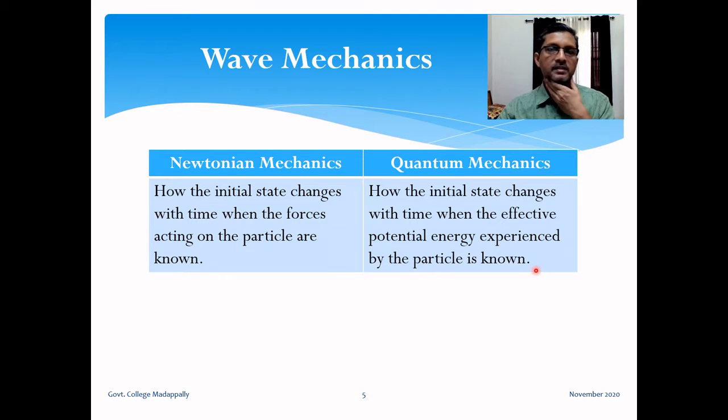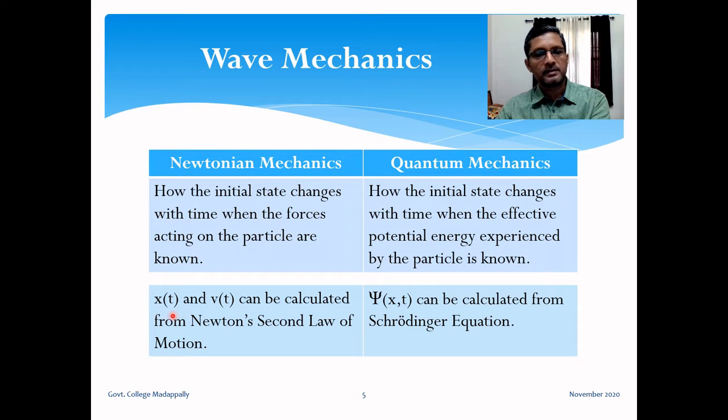So in quantum mechanics, instead of dealing with forces, if the particle experiences a force, we express it in terms of the effective potential energy experienced by the particle. So once the effective potential energy experienced by the particle is known, we can calculate how the initial state changes with time. In other words, how the initial wave function changes with time.